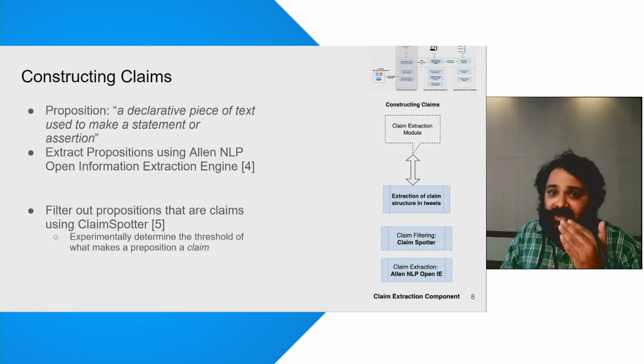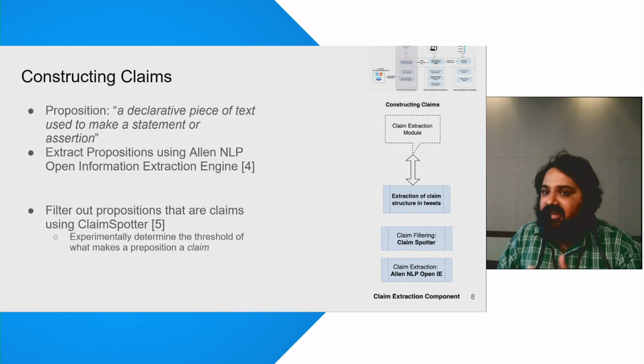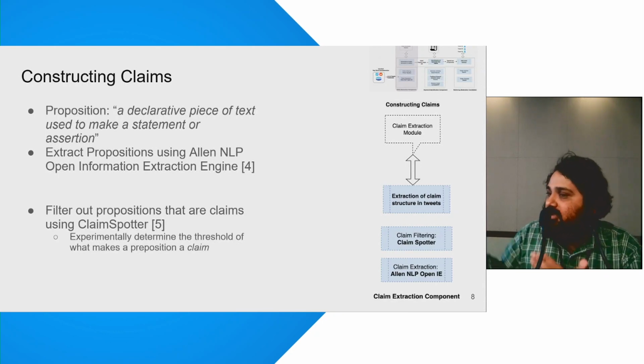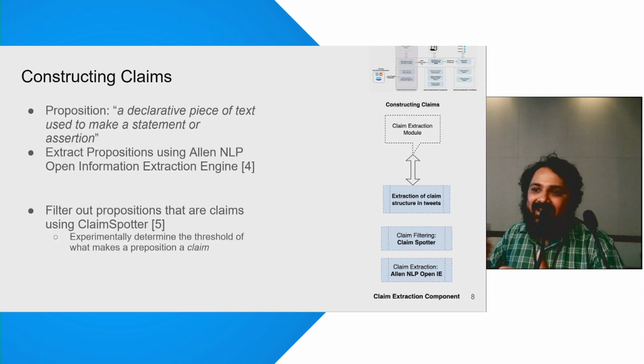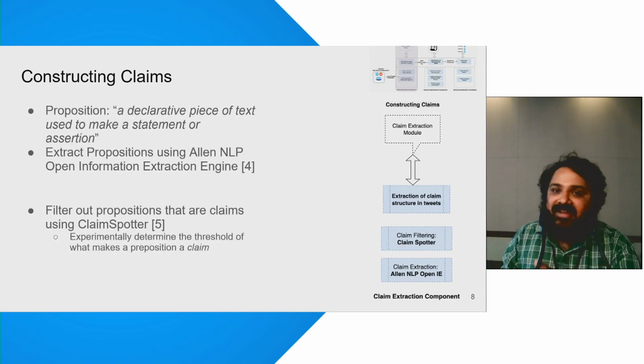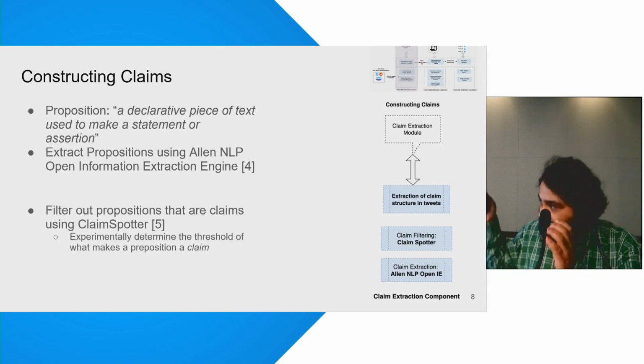Propositions are potential candidates for containing a claim, and for that we use a tool from NLP called Open Information Extractor. Using this tool, we can gather a set of propositions. Not all propositions naturally contain a claim, so we need to filter out claims from these propositions, and for that we use another tool called Claim Spotter. Given a piece of text, it gives a likelihood of that text containing a claim. We had to experimentally filter out what makes these propositions a claim and separate out the claims from our data set.